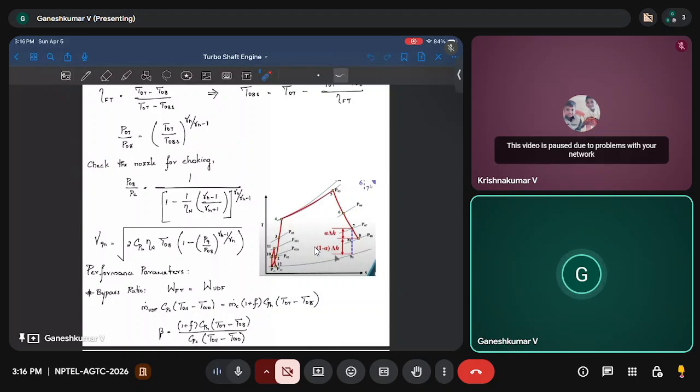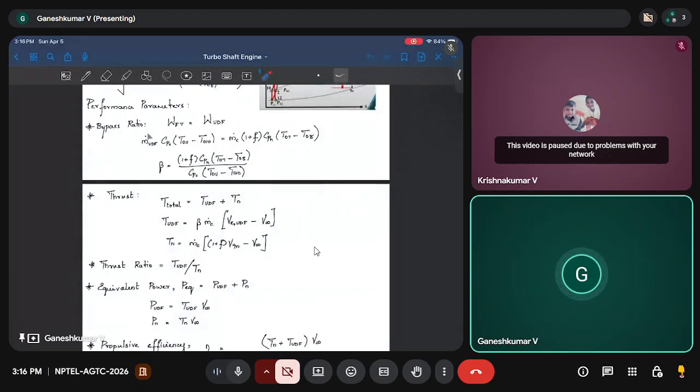And based on whether the nozzle is choked or unchoked, you will use different relations. So finally, the performance parameter is going to be the bypass ratio. You may need to find it out, because we do not have the bypass ratio here. So the bypass ratio we can find based on the amount of work the unducted fan has used, and the unducted fan's work is actually provided by the free turbine.